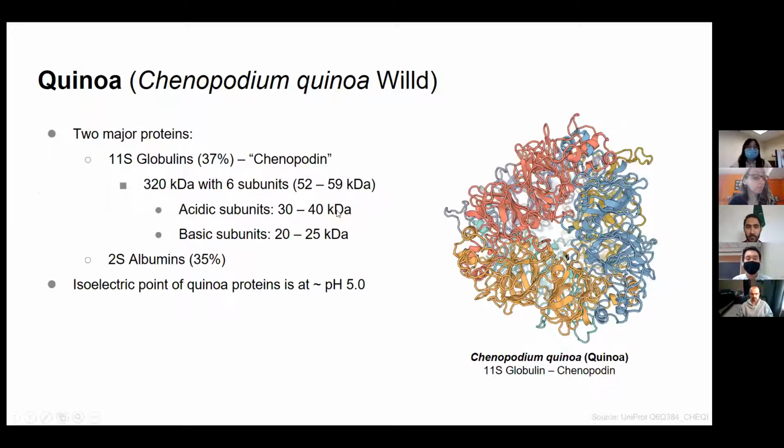There are two major proteins in quinoa, namely the 11S globulin chenopodin, which is a 320 kilodalton hexamer consisting of acidic and basic subunits that are covalently linked by disulfide bonds. The other major protein is the 2S albumin, and the isoelectric point of quinoa protein is at around pH 5.